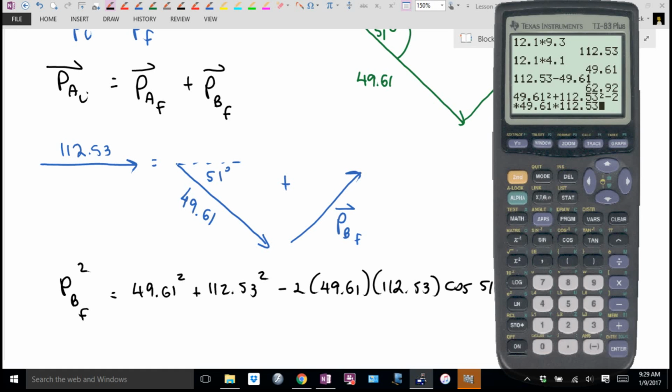And this is why I don't do the component method here. It's doable, but it's just really cumbersome. Instead of 5 lines, you're up to about 12 lines. You know what? Suck it up and learn the sine law and the cosine law, because they're handy.